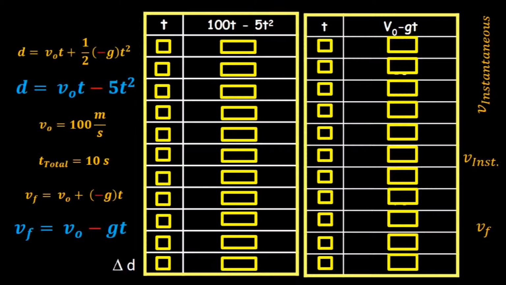You can see that the distance equation reduces to d equals v naught t minus 5t squared. Minus because g is negative when it's going up, and 5 because 1/2 of g is 5. So v naught t minus 5t squared, and then the velocity would be v naught minus gt. Now, at t equals 0, the d would be 0, and the velocity would be 100.